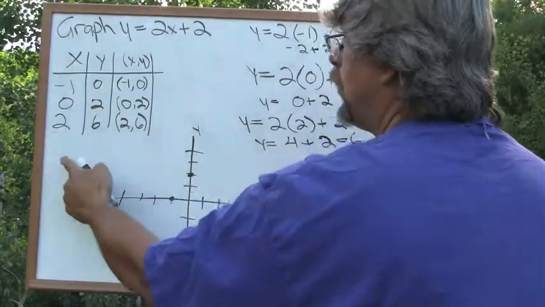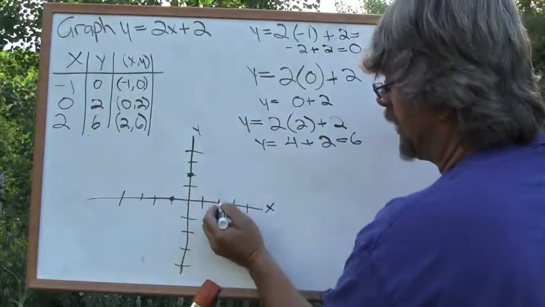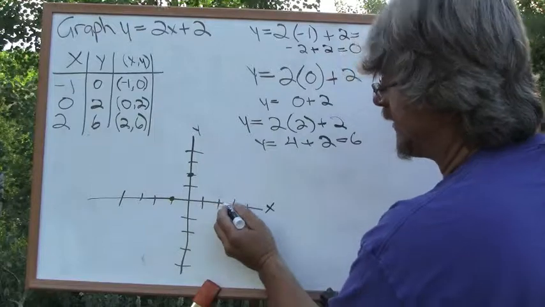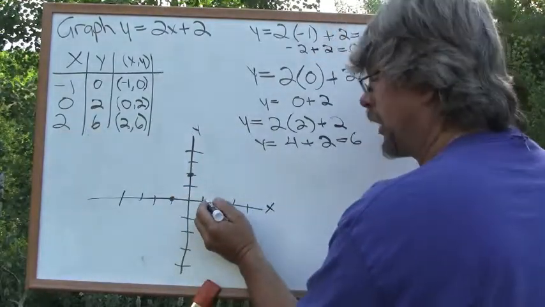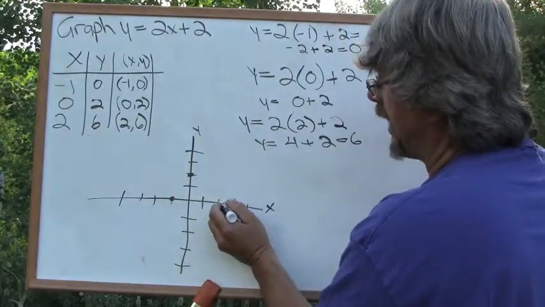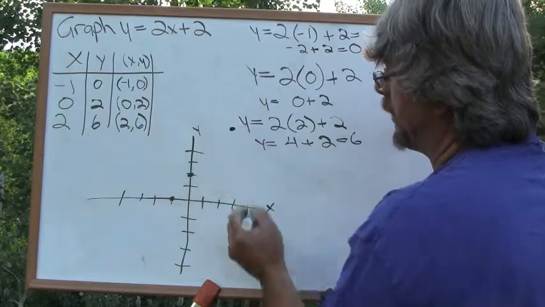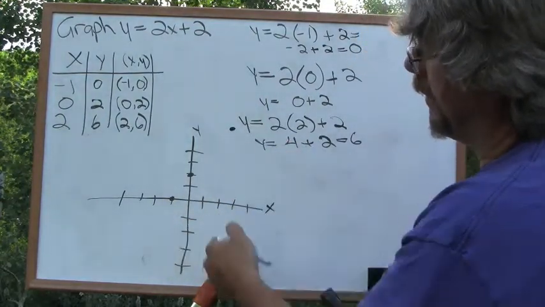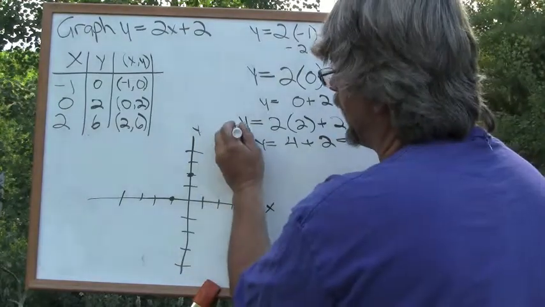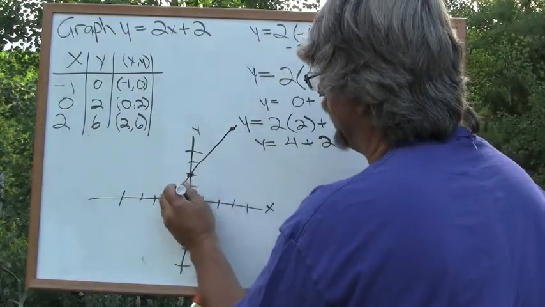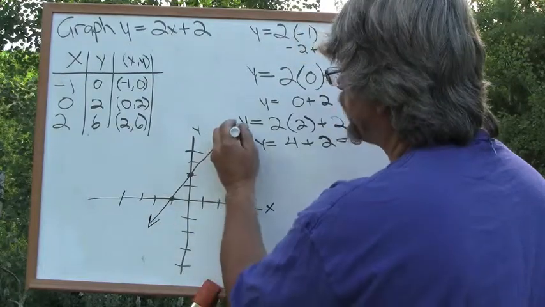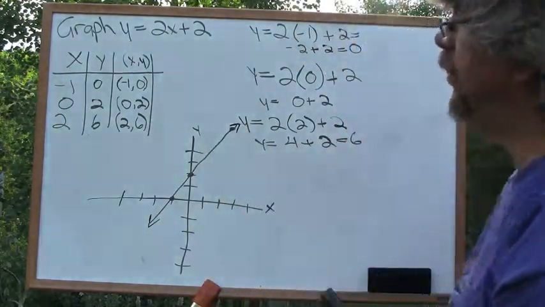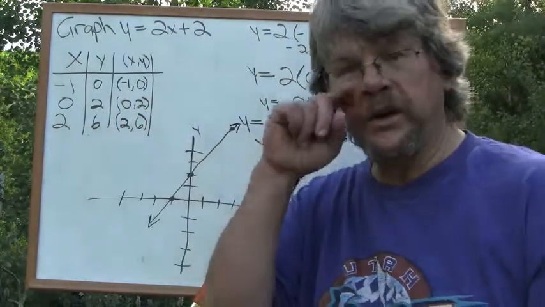Then when x is 2, y is 6, so we come over 2 on x. It's positive 2, so we go to the positive side, the right side, and then we go up 6, which is going to be up here somewhere. We can see the line that the dots are forming, can't we? There's our graph right there. There's how to do our graph with these 3 coordinate points.